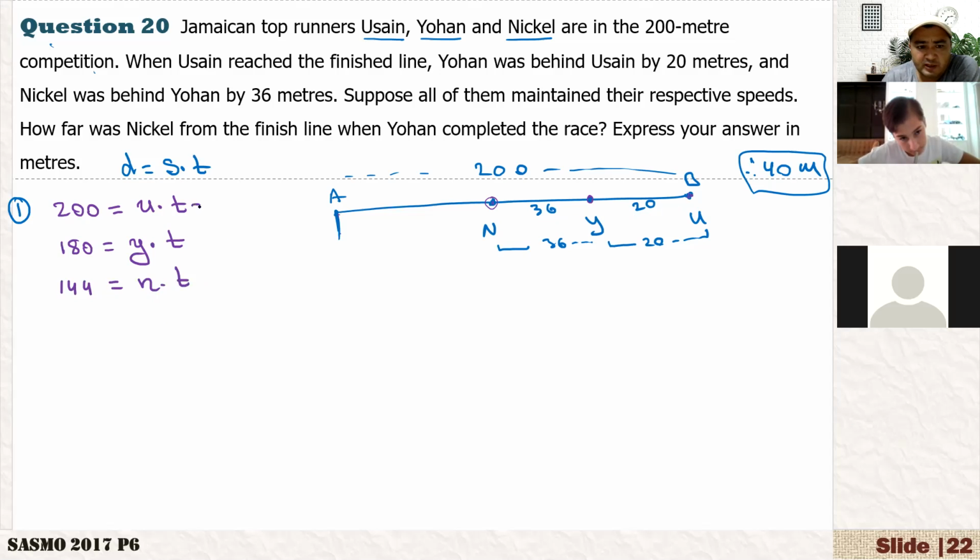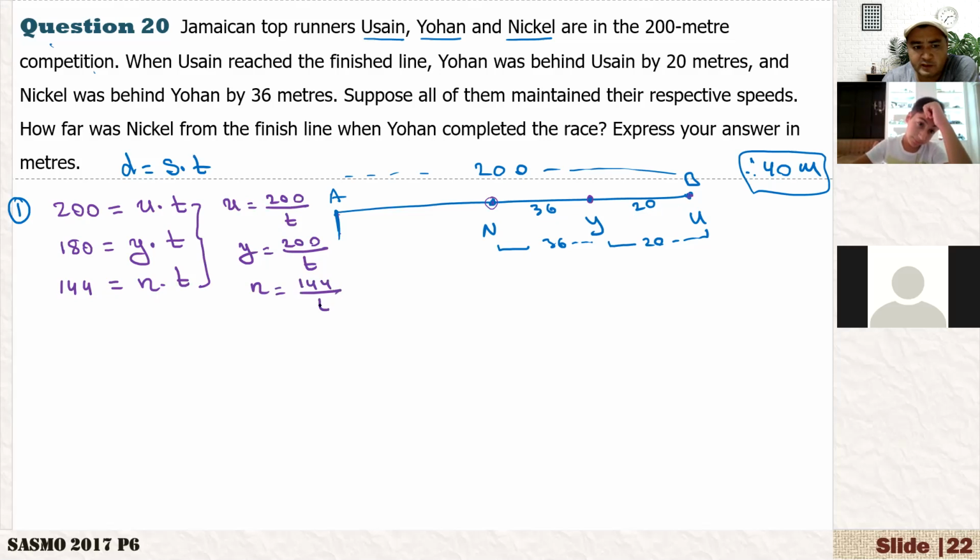So now from here, I can find their speed, right? What is U? U is 200 over T. And how about Y? Y equals 180 over t. And how about N? N is equal to 144 over t. And what is it? It is meter per second, meter per second, meter per second. Okay, that's the first one.